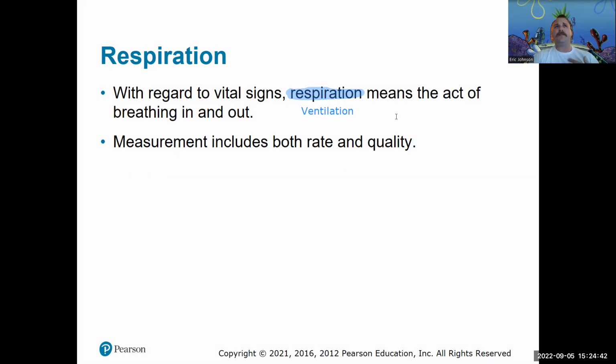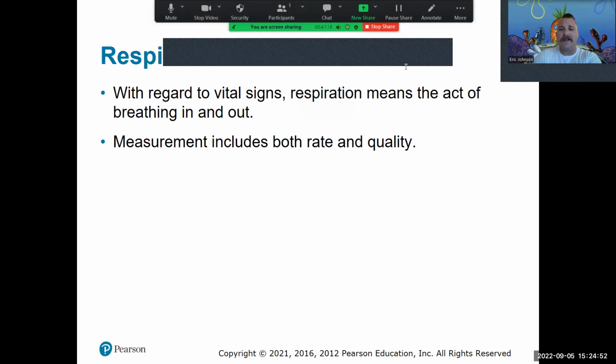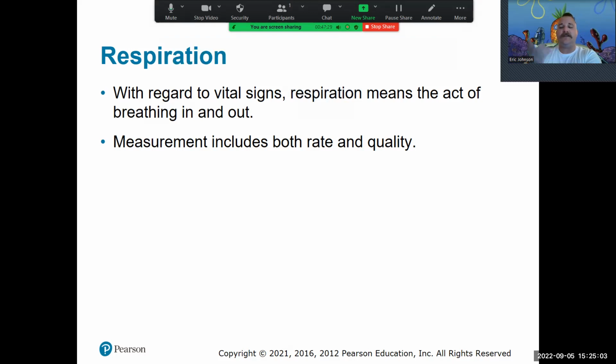Do it right now. Take a deep breath in. Deep breath out. That's ventilation. Respiration, without getting too crazy, is not air in and out. It's where we exchange gases, but we will get to that in our chapter on respiration, ventilation, and emergency respiration and ventilation.